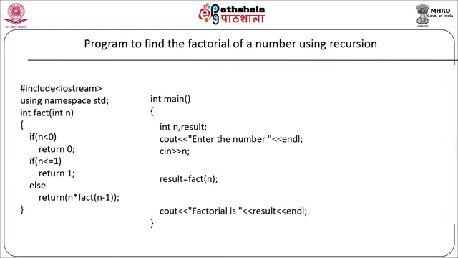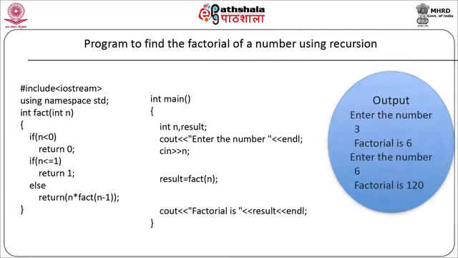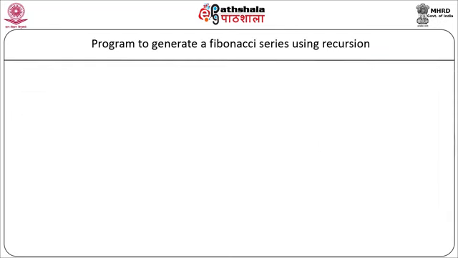Now suppose the value here is 3, so the 3 will first be passed to the fact function. It is not less than 0, it is not 0 or 1, so it will again give rise to a function call as 3 into fact of 2. 2 will be passed to the function, which will give rise to 2 into fact of 1, which will give rise to the return value 1, and the program will be executed. When the above code is compiled and executed, it will result as enter the number 3 and the factorial is 6. Now let us see one more program to generate a Fibonacci series using recursion.